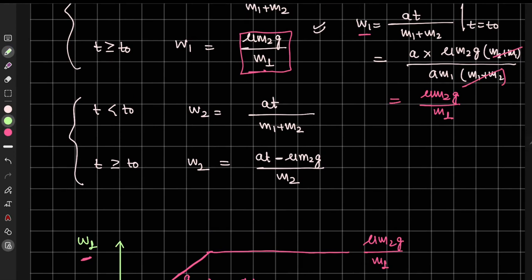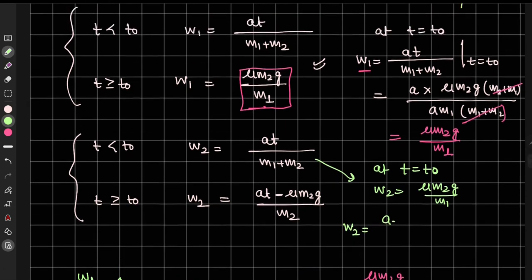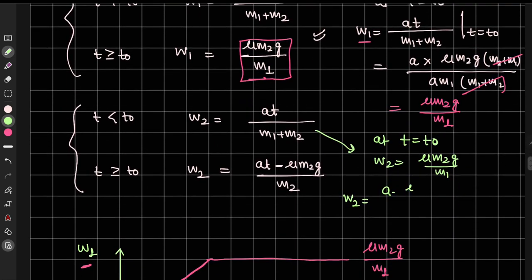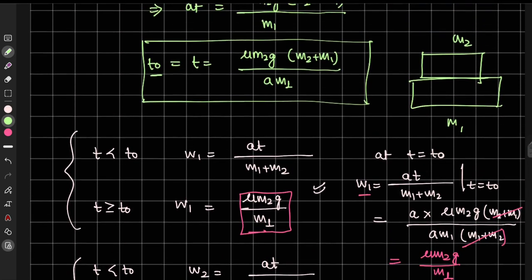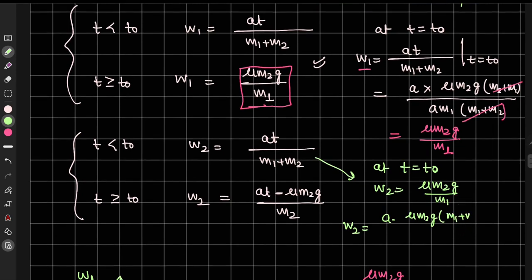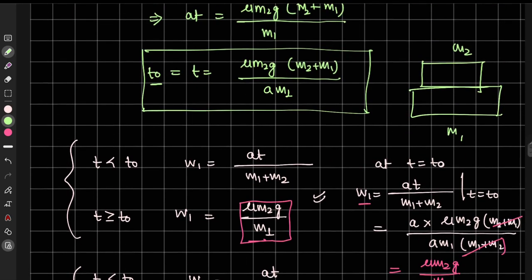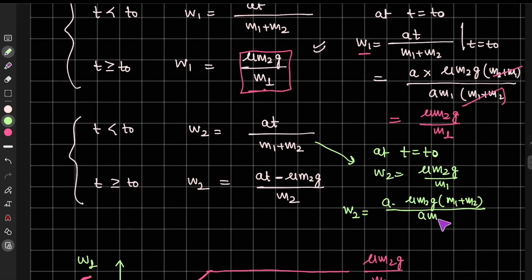Now let us talk about acceleration 2. So if we say at t is equal to t naught, w2 from this particular thing we can say it is mu times m2g upon m1 that we have found out here. But from this particular expression, if we find w2, we can write it as a times t naught, that is mu m2g times m1 plus m2 whole divided by a times m1, minus mu m2g whole divided by m2.